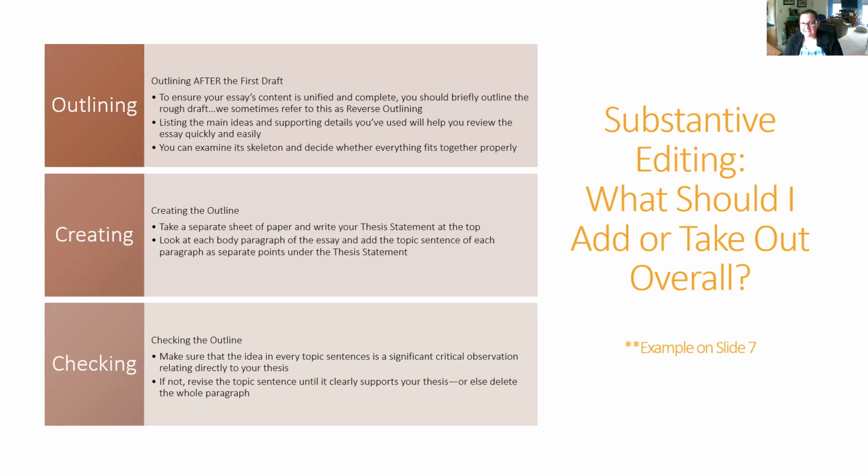So, reverse outline. You're going to take a sheet of paper, or I guess you could type it, and you're going to write your thesis statement at the top. Not the one you had on your original outline, not the one you're thinking of in your head, but the one that actually ended up on the page. Write it down. Then you're going to look at each body paragraph of the essay and put the topic sentence of each paragraph as separate points under the thesis statement. Remember, topic sentence, first sentence of the paragraph.